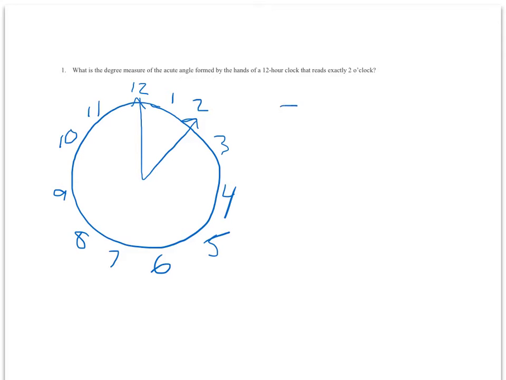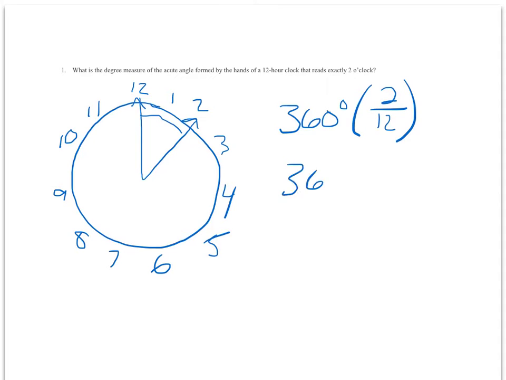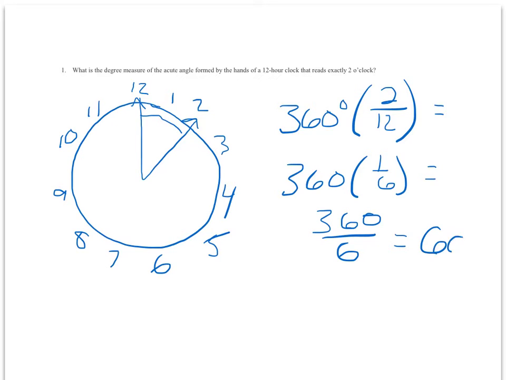Complete circle is 360 degrees. We are using 2 of those positions from 12 to 2. We're using 2 of those out of a total of 12. So this question's asking you, what is 2/12 of 360? Or another way to say it is 1/6 of 360. Or another way to say it, what is 360 divided by 6? Which is 60 degrees. This is 60 degrees.